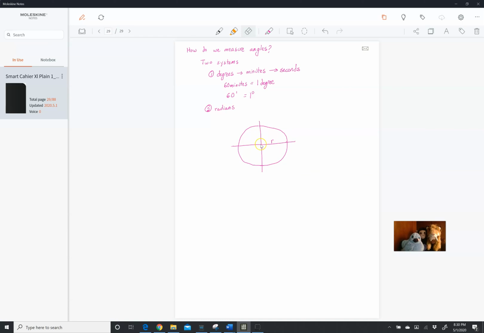And instead of putting that string so that one end is at the center and the other end is on the circle, what you're going to do is lay out that string over the arc of the circle. You're going to lay out the string over the arc of the circle, and that would be equal to a single radian.